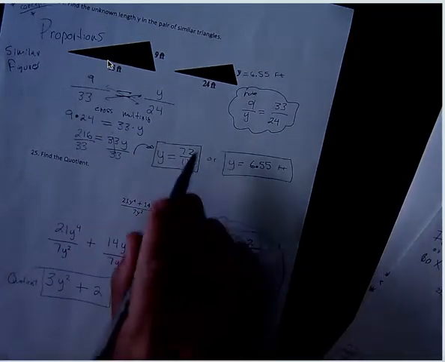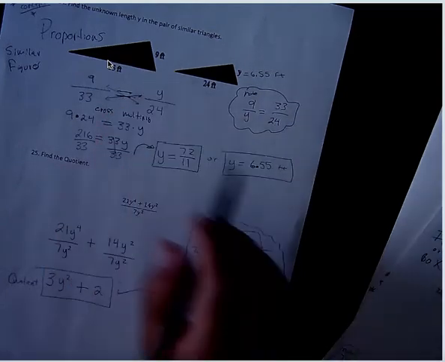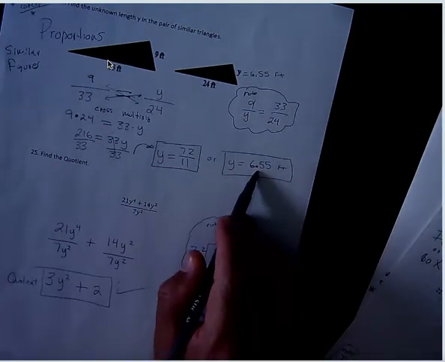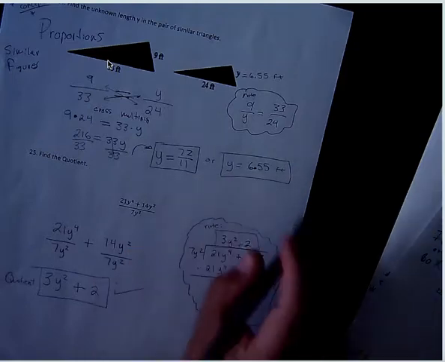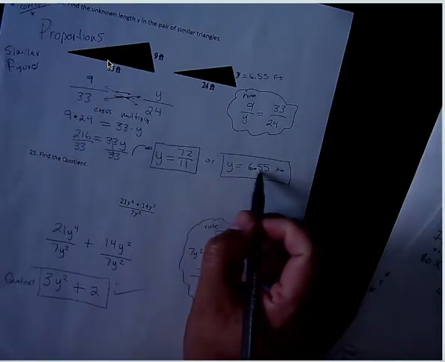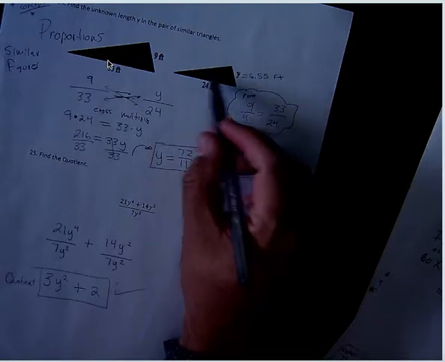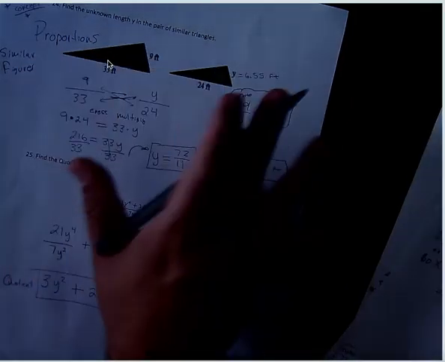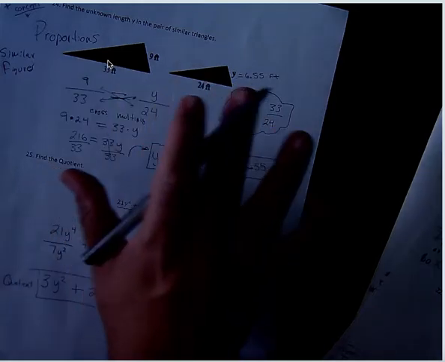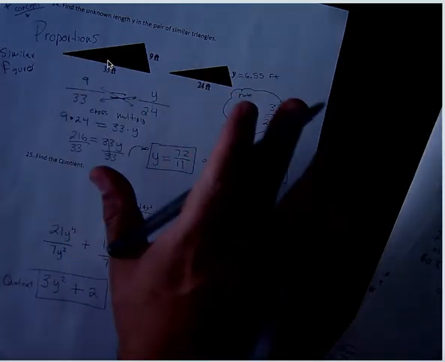And I end up with that. Since they're dealing with feet, maybe you want to change it into a decimal form. That way it makes more sense to you. The measurement would be 6.55 feet. That's the length of the missing side for this triangle. And we are able to do that because they're similar figures. Proportions, you can use proportions when they're similar figures.